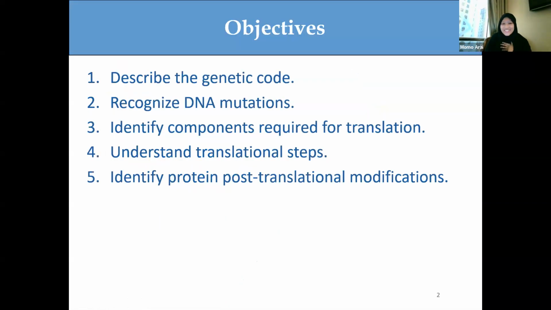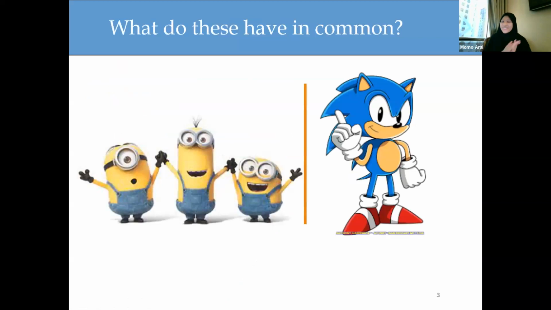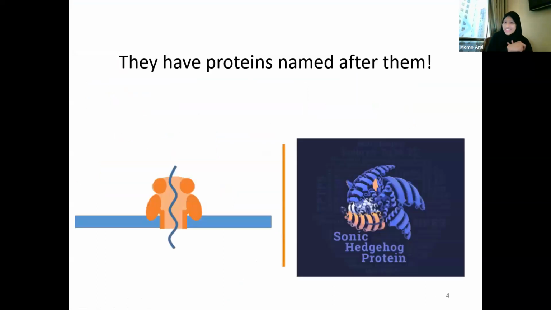Okay, let's start. So here are the objectives, and I did the same exact lecture last year as well for PAL, and I was asking everyone what these two things have in common. And just to start off with a fun fact, both of these have proteins named after them. Okay, that's it.